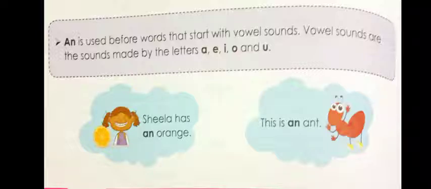Now this is an ant. The word ant starts with the vowel A. And we must use an when the word starts with a vowel. Okay, children. Now you understood where to use a and an.